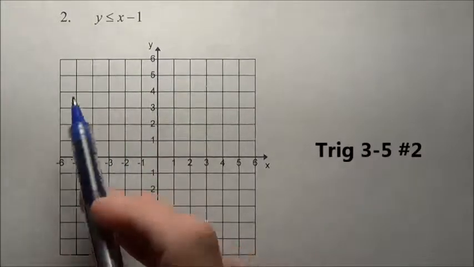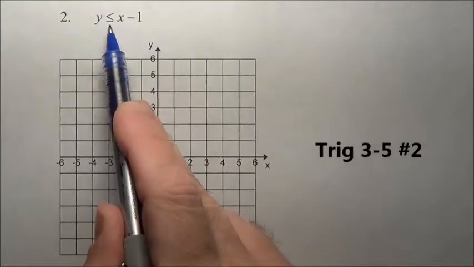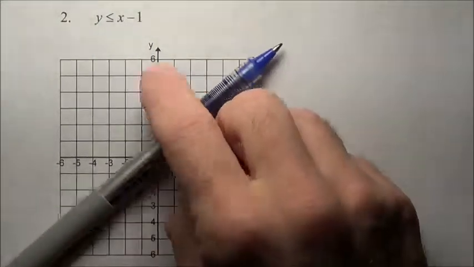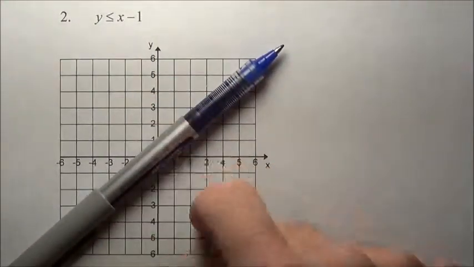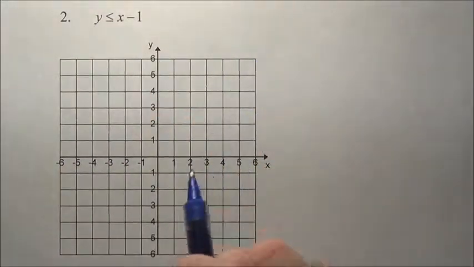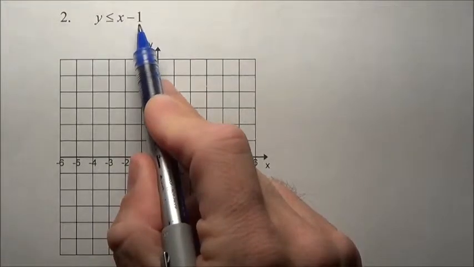Problem 2, we want to graph this inequality where y is less than or equal to x minus 1. We're going to make a line, and then decide which side of that line we're on because it's an inequality, it's less than. So I'm just going to graph the line y equals x minus 1.